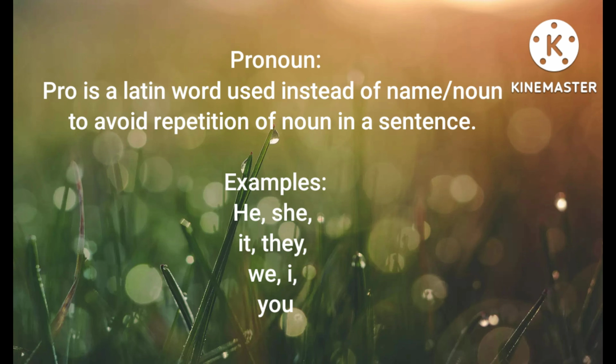As examples, I can say he, she, it, they, we, I, you. So we have seven pronouns. Pronoun also belongs to the closed system.